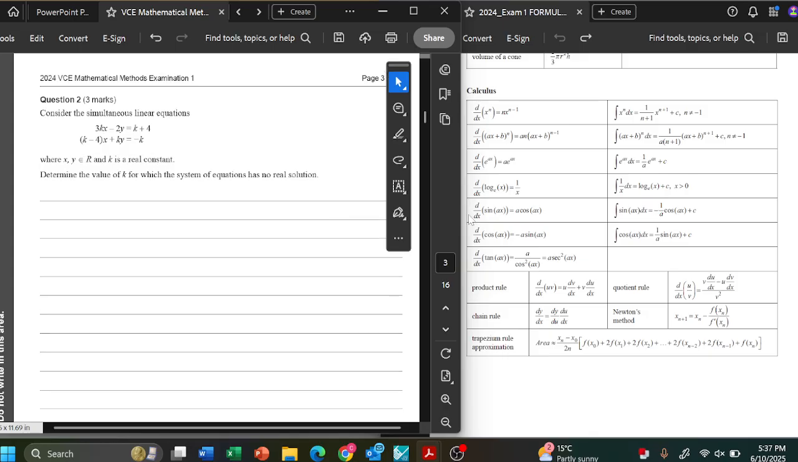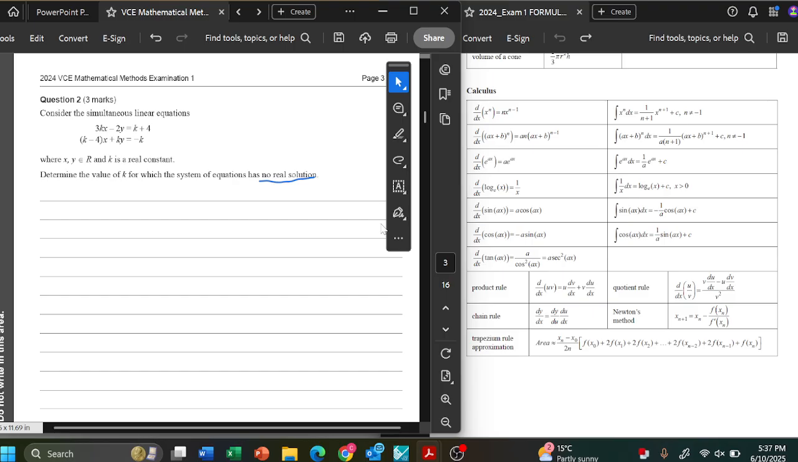All right, so question 2 is where things start getting a little bit challenging, I would say. There's quite a lot to unpack with this question here, so I'm going to take you through the steps for basically how to approach a question like this. So the question says, consider the simultaneous equations, we've got them there, and we want to know what's the value of k for which the system of equations has no real solution.